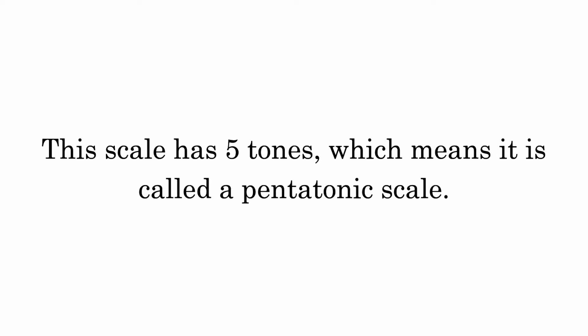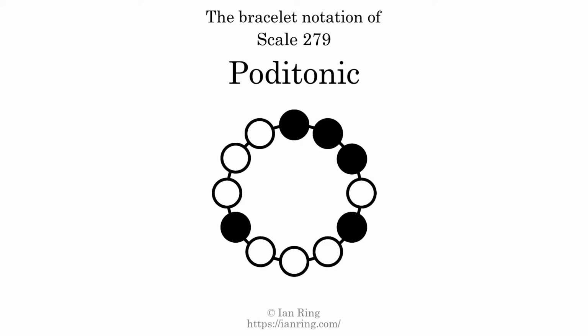This scale has 5 tones, which means it is called a pentatonic scale. This is a bracelet notation diagram of scale 279. The shaded circles represent tones that appear in the scale, and they are read clockwise, starting at the top.